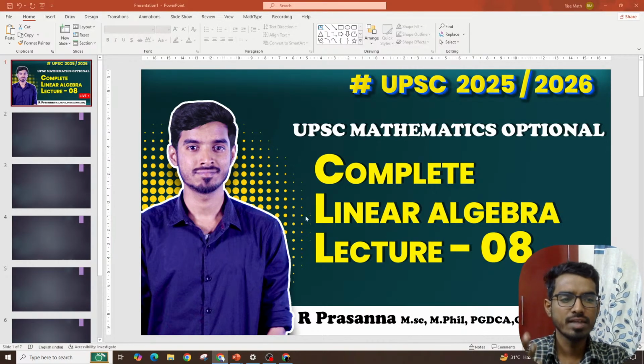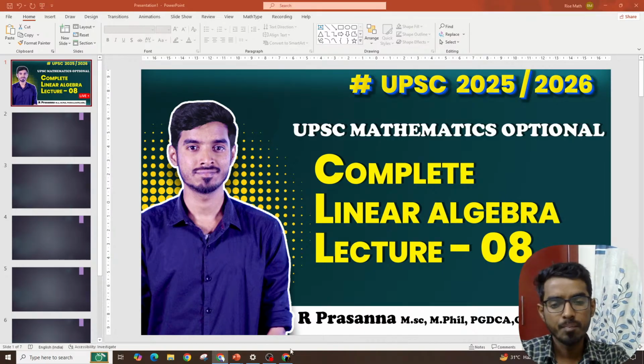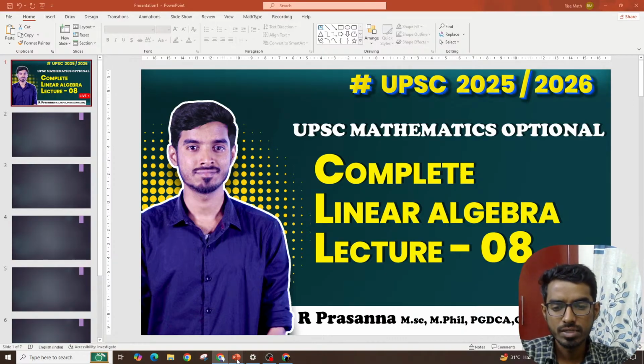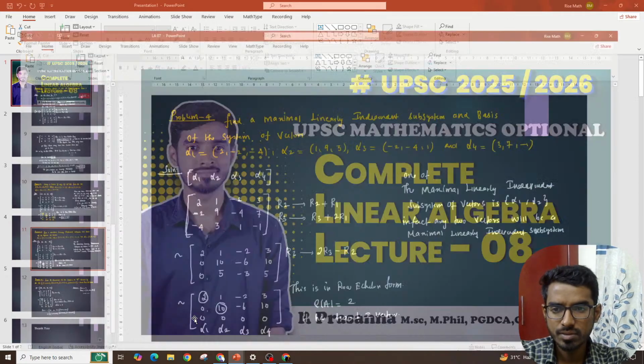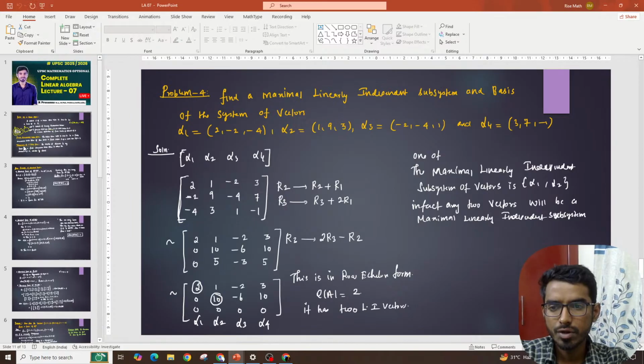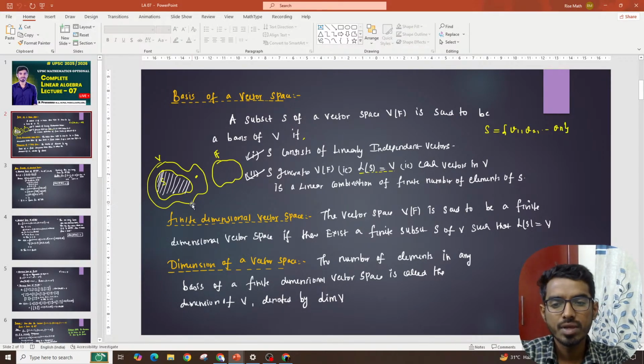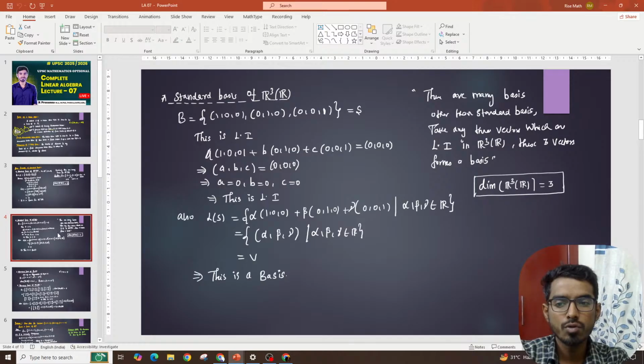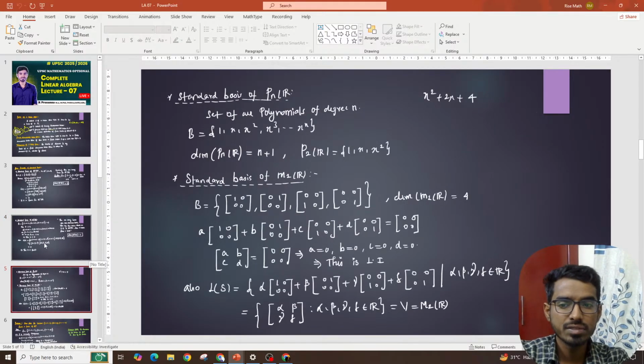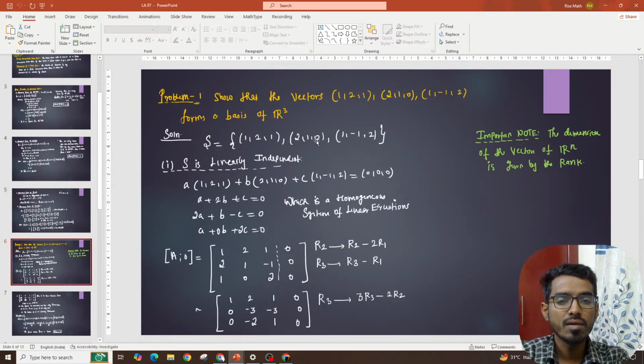In the last class we started solving problems based on basis and dimension, right? I'll just show you the notes of the previous class. In the previous class we introduced what is meant by a basis of a vector space, then what a finite dimensional vector space is, and then we defined what is meant by the dimension of a vector space. Then we solved 5 problems on how to find the dimension and basis for the set of all vectors of Rn, right?